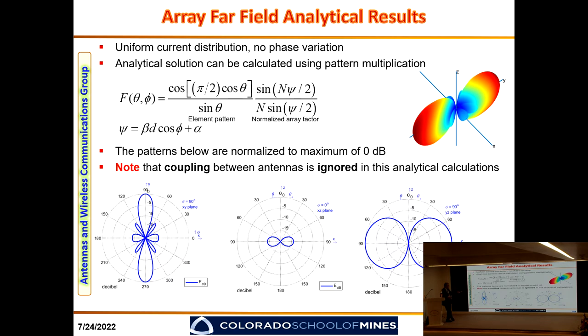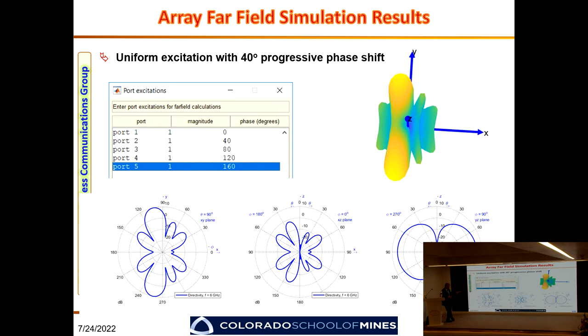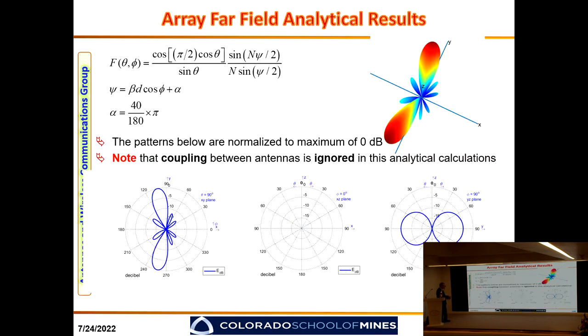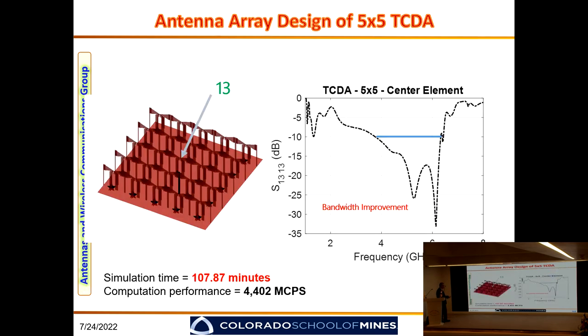So we're trying to compare what we predict analytically and what we get with the finite difference time domain. If I put those phase differences, the progressive phase shift here was 40 degrees, you can expect the tilting of the main beam coming from the finite difference time domain simulation. That's the pattern that you can also get from the analytical expression.